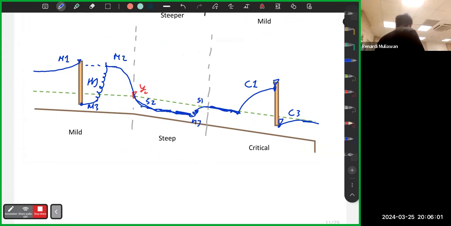No hydraulic jump. Critical cannot have a hydraulic jump, because a hydraulic jump is only from supercritical to subcritical. Critical slope is just right in the middle, so there cannot be a hydraulic jump. That's why you just see one only.